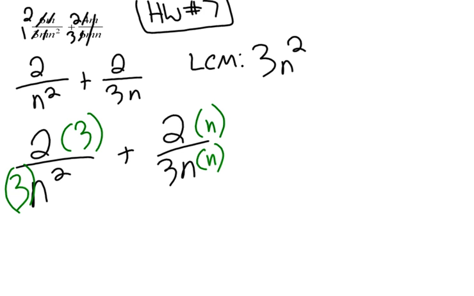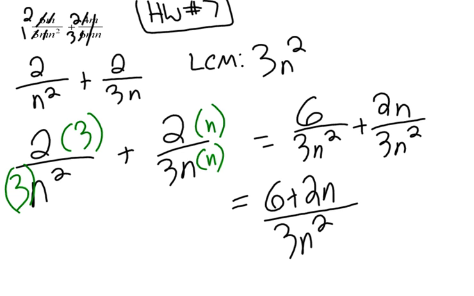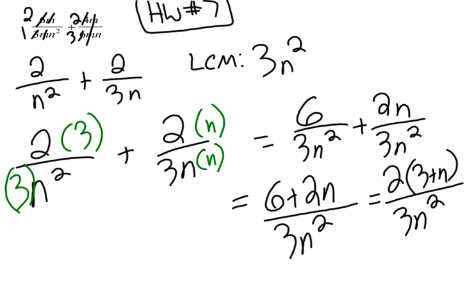Now let's just clean that up. Okay, now we have like denominators. All we have to do is add our numerators. 6 plus 2n all over 3n squared. No like terms combined at this point, but we can factor out something from our numerator. And that is a factor of 2, leaving us with 3 plus n all over 3n squared. Make sure there's nothing else that can be factored or simplified. As you can see, nothing else can be simplified. Here is our final answer.